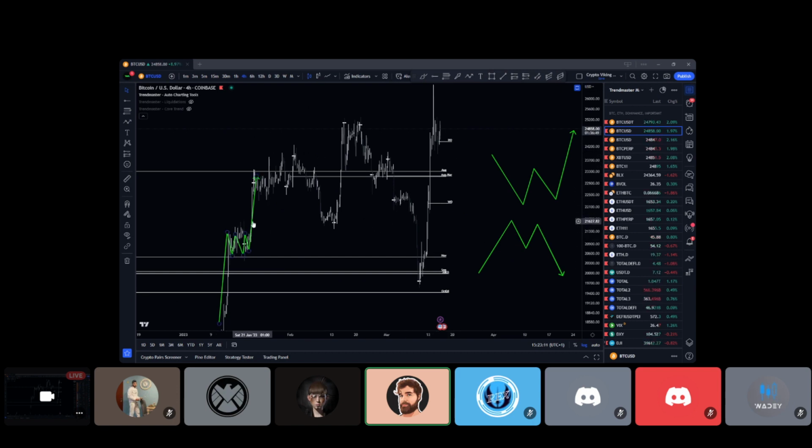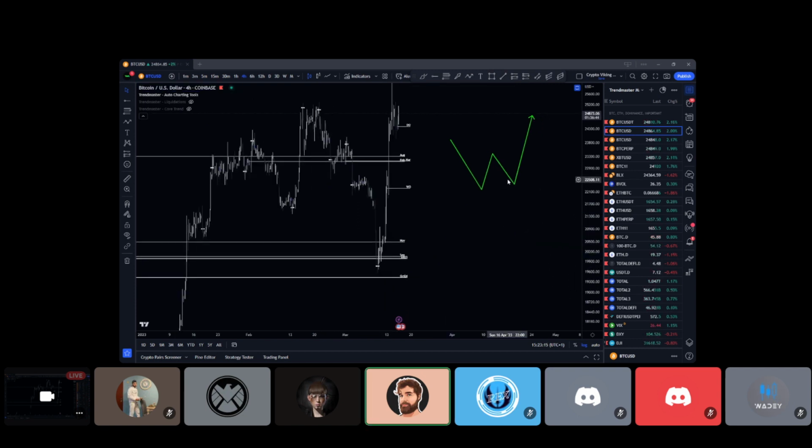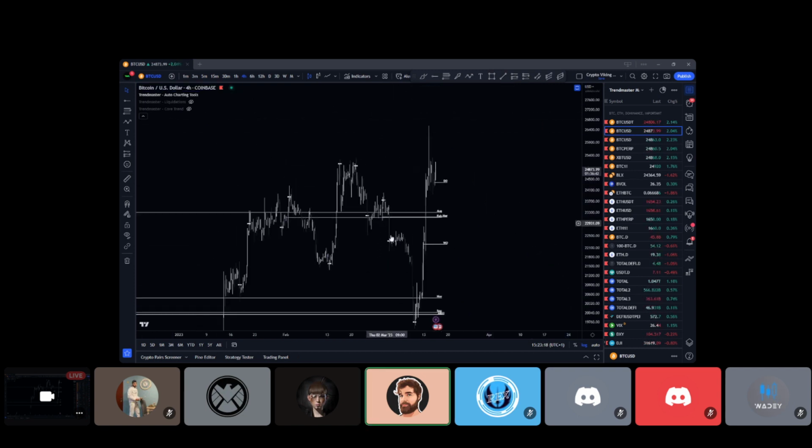So the reason we're using that consolidation to look at it from a higher time frame is to look at it not just from the perspective of price, but also liquidity. And this is where liquidations come into play.